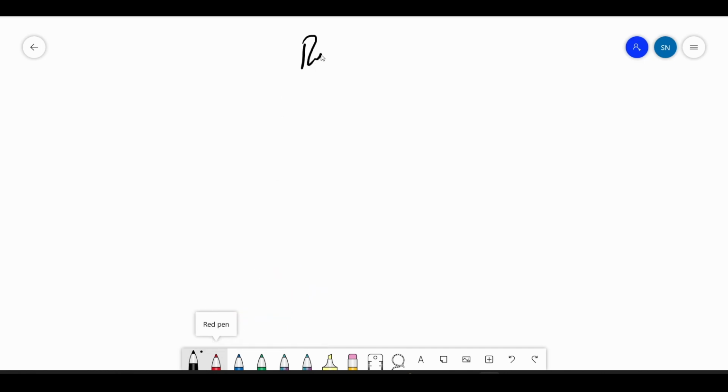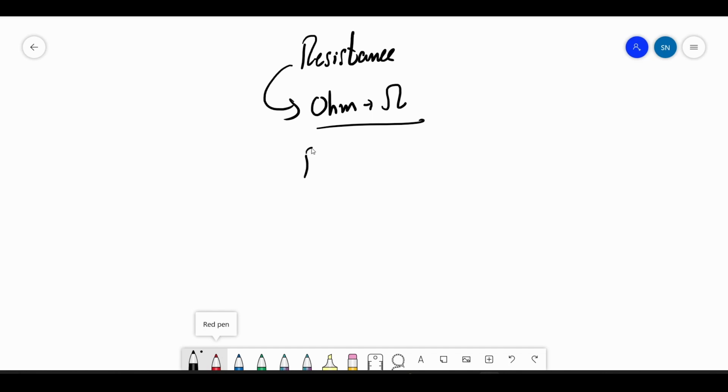So what is resistance now? Resistance is the opposition to the flow of electrical current. Its SI unit is ohm. And what does it depend on? It depends on the nature of the material and geometrical factors. Right? Have I made myself clear? Yes, sir.